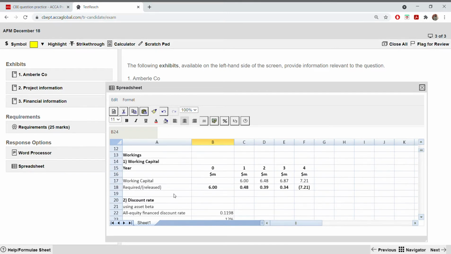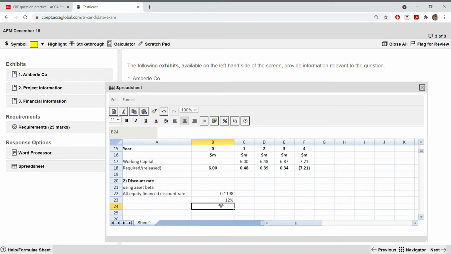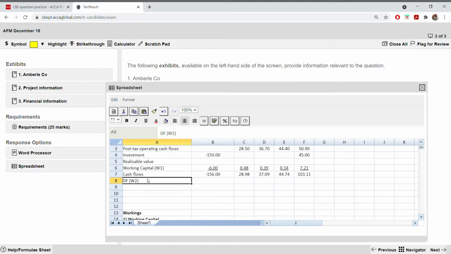Third. Okay, so 12% is the discount factor. Always take the whole number discount factor. So here the discount factor will be what? 12%. Just write it in front of it.